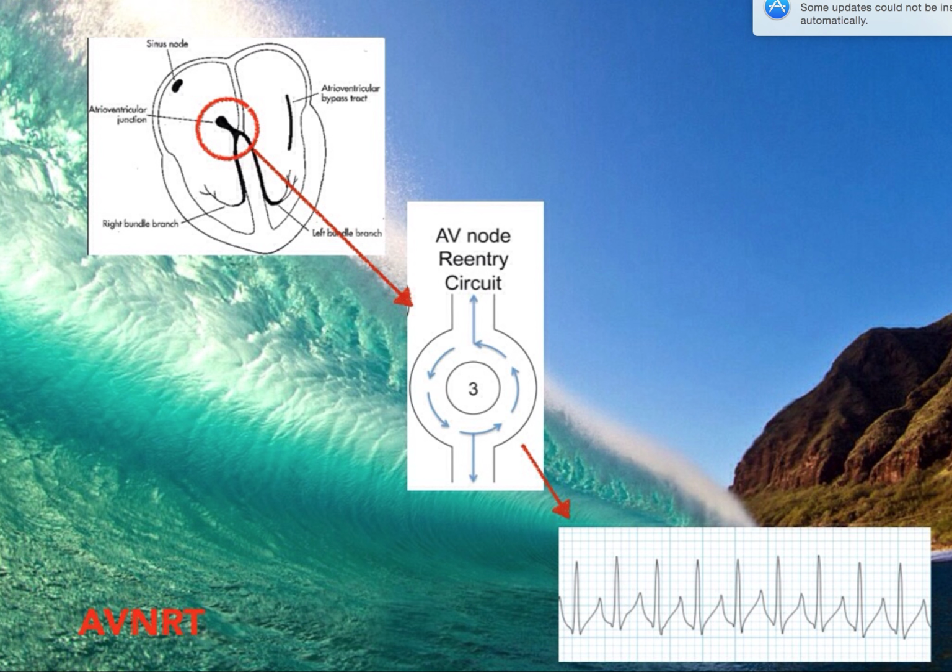Real quickly, AVNRT, so note the difference: AV nodal reentrant tachycardia. You can get a similar loop just like we had in the last one, but without an accessory pathway. So this is a patient with a structurally normal heart, but who has two pathways actually in the AV node. So it's inside the AV node, but you get the same loops like we were talking about before.